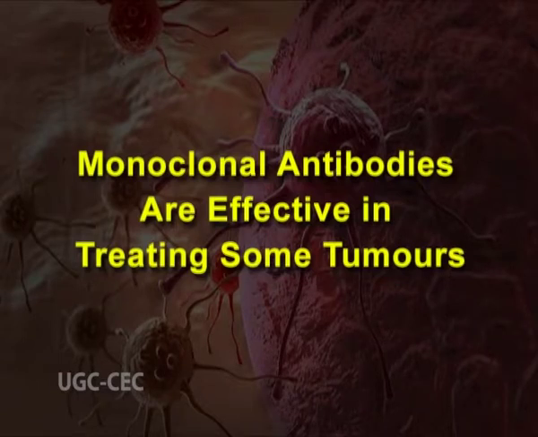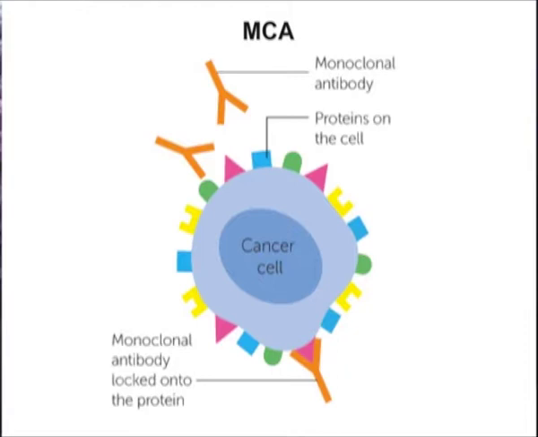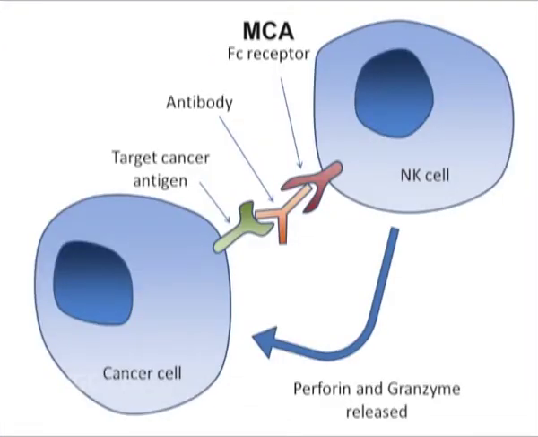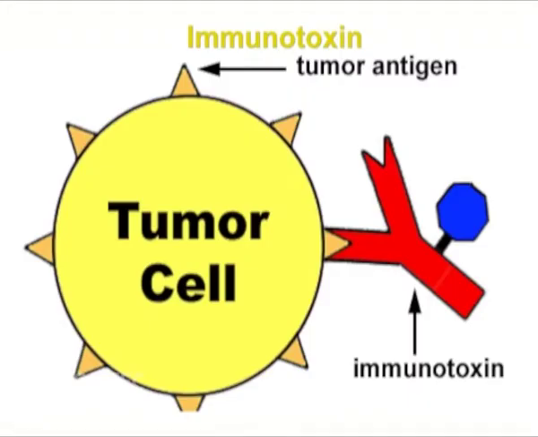Monoclonal antibodies are effective in treating some tumors. Monoclonal antibodies have been applied in some cases of human B cell lymphomas. Antibodies are raised against the idiotype of the antibody present on the cancerous B cells. All the cancerous B cells will possess antibodies having the same idiotype. Therefore, the monoclonal antibodies will bind to all the B cells and eliminate them.